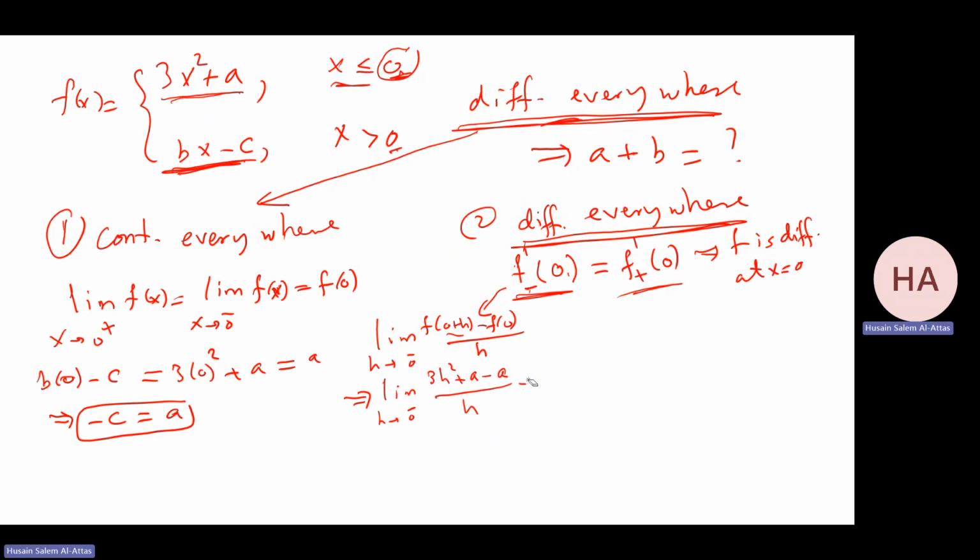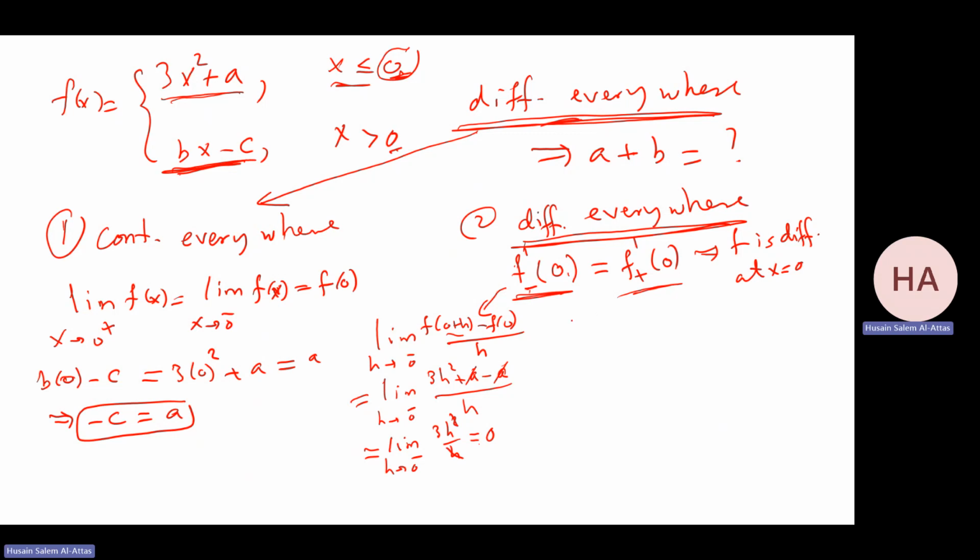So the answer here is 0. It's not 3. The answer here is what? This equals the limit as h goes to 0 from left. This is cancelled. I have 3h squared over h, which is just 0. Okay, this is one side.